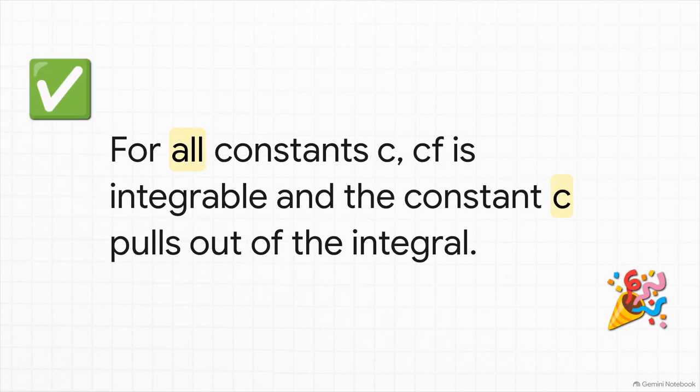Which brings us to our ultimate conclusion. For all constant C, whether positive, negative, or 0, CF belongs to R alpha on the interval a to b, and the integral from a to b of CF d alpha exactly equals C times the integral from a to b of f d alpha. The theorem is flawlessly proved.